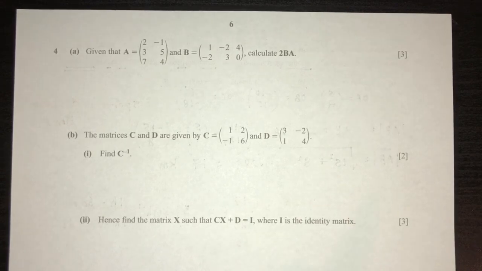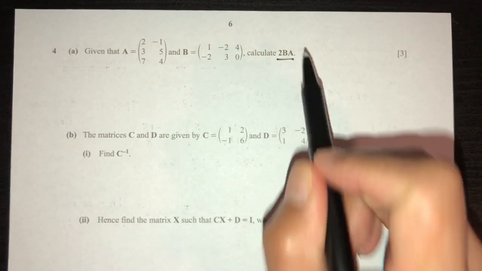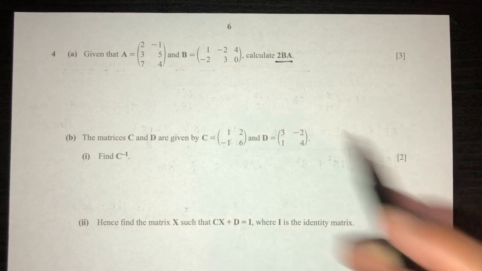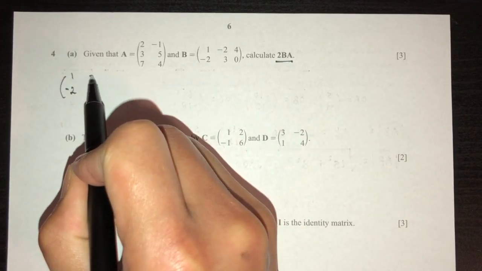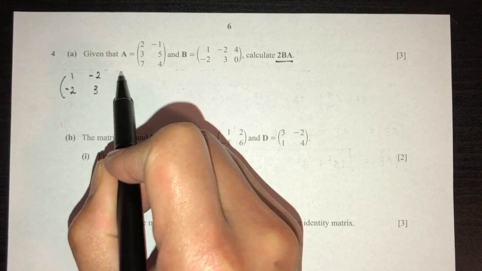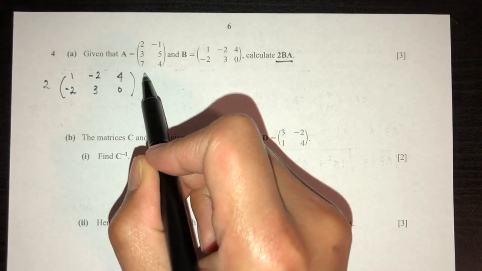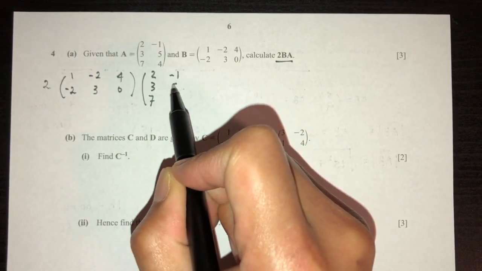So we have that A is equal to this matrix, B is equal to this. You have to find 2 times BA. So first thing is we can leave the 2 outside for now. Let's do B times A. B is 1 minus 2 minus 2, 3, 4, 0 times A. 2 is outside, and A will be 2, 3, 7 minus 1, 5, 4.